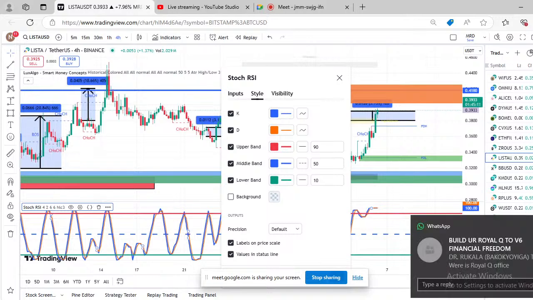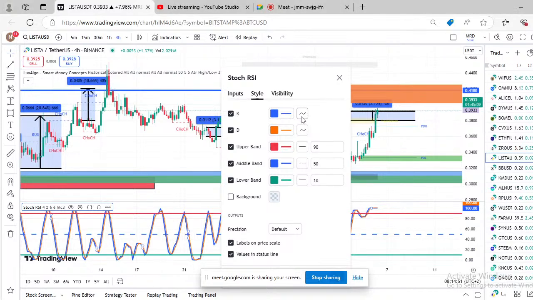Where you are seeing here, we have the boxes for colors. Then we have the second box, where you decide whether to make it a dotted line or a line. You get the point? Then finally the third box shows the values of the line. We have said the upper band we make it 90, the middle band 50, and the lower band 10.